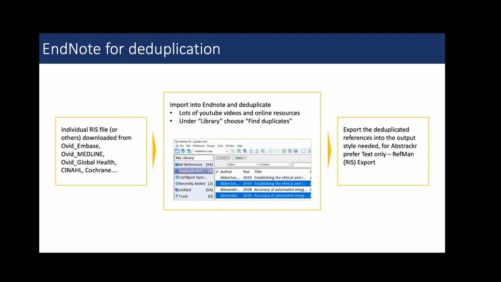Also, one thing from Naomi is that sometimes duplicated papers will show up later. It also occurred to me, but I don't think it's a huge problem. You can delete them during your abstract review or full text review when you find them. And if you're thinking about using a tool like Abstrackr or Rayyan or anything else, what I recommend is that you export your deduplicated references into the output style needed. For Abstrackr, it is usually RIS export.